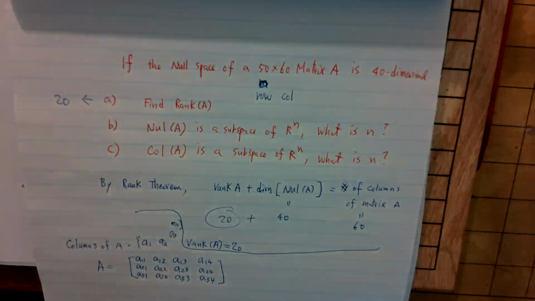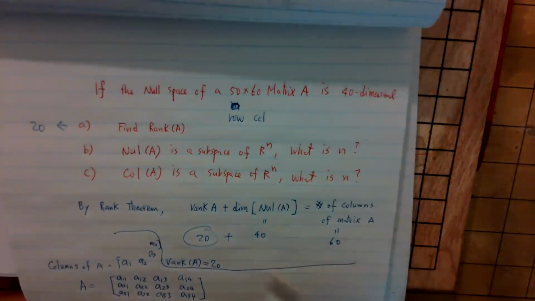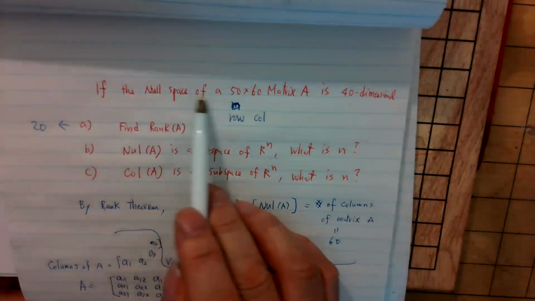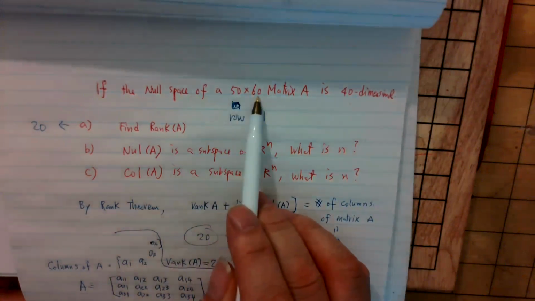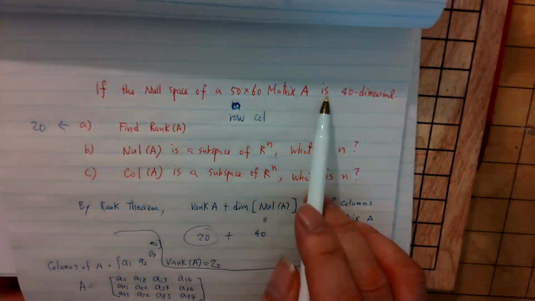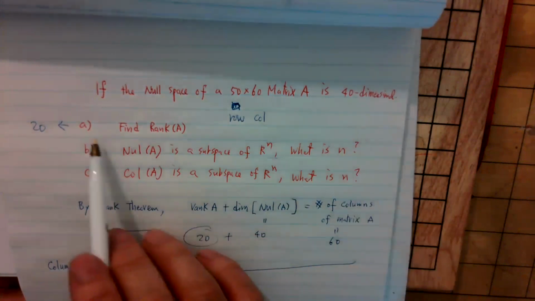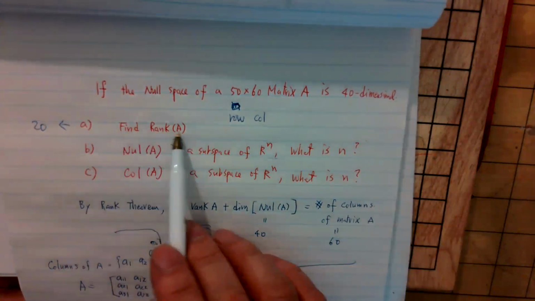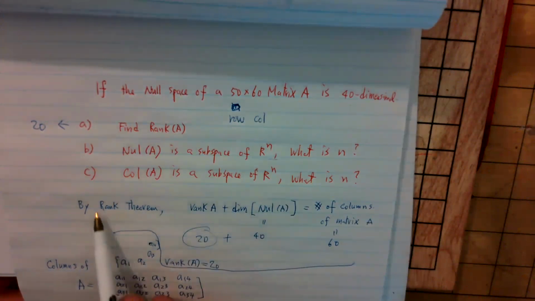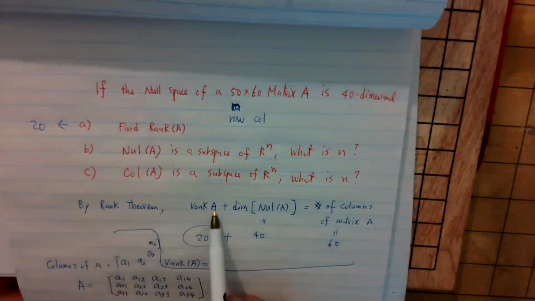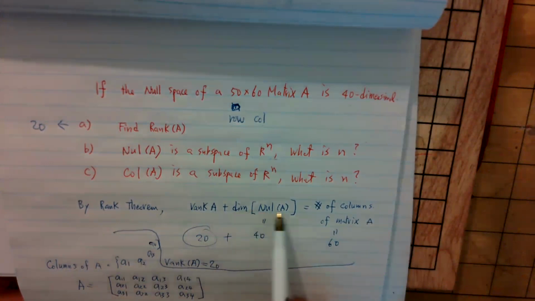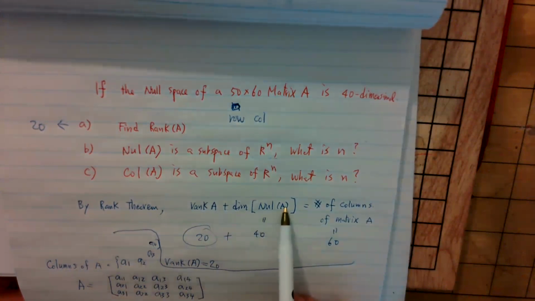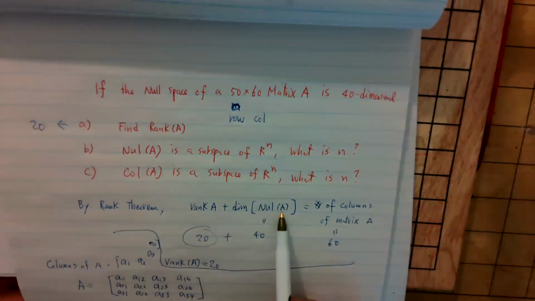Now look at here. The null space of a 50 by 60 matrix A is 40 dimensional. If we want to find the rank of A, by the rank theorem, rank A plus the dimension of null A is what? Is 20 plus what?